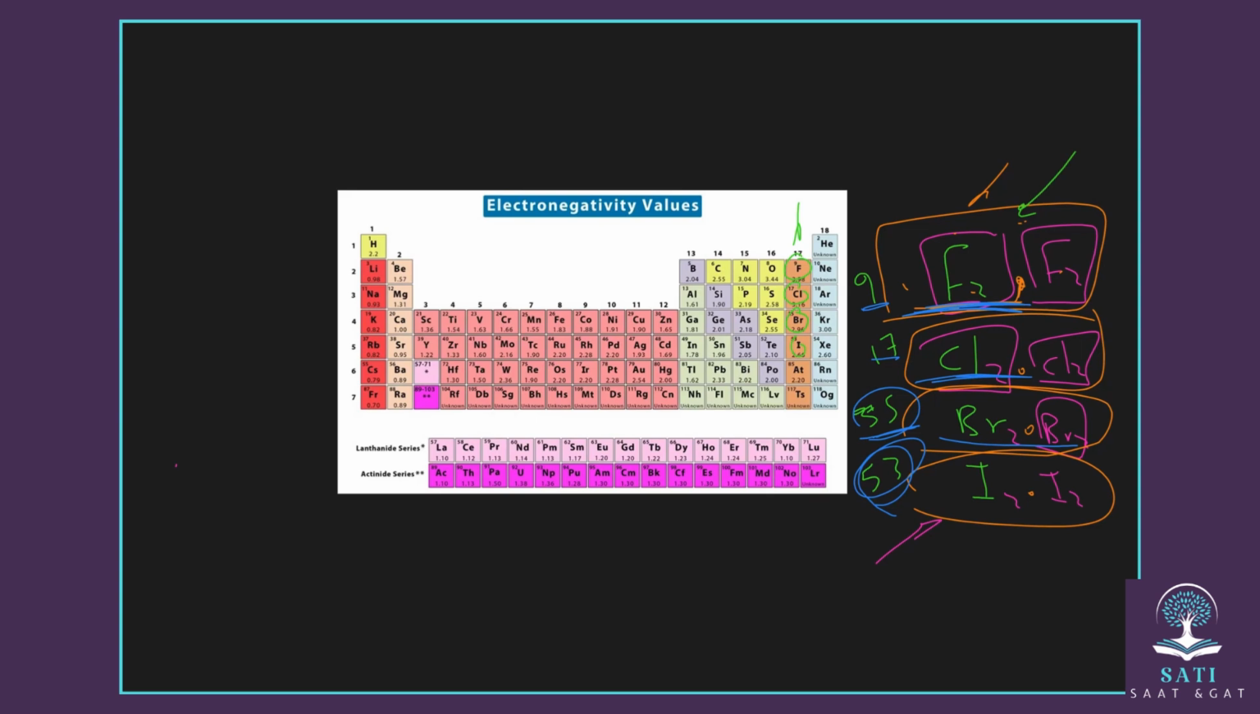So the greater the dispersion force, the greater the attraction will be. As a result, we see why fluorine is a gas, chlorine is a gas, bromine is a liquid, and iodine is a solid. Because as we go down, there is stronger attraction between the molecules.